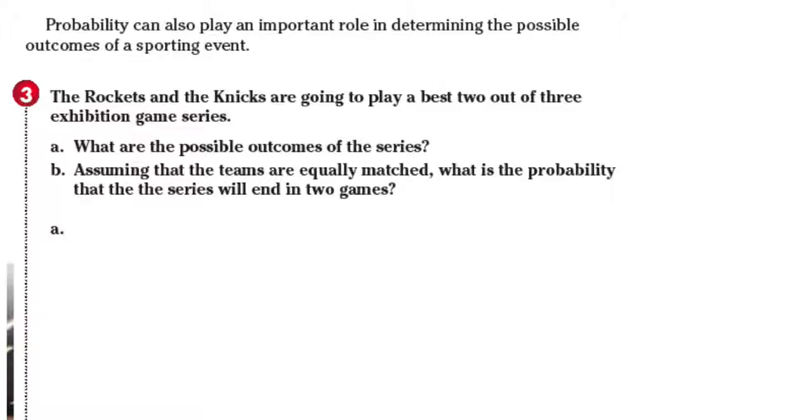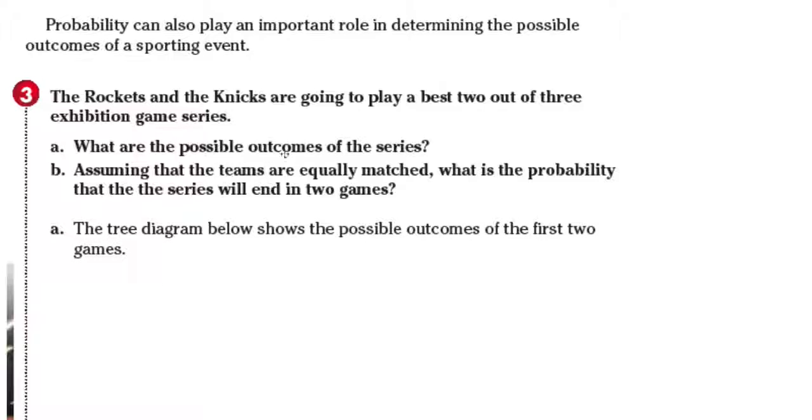Probability can also play an important role in determining the possible outcomes of a sporting event. The Rockets and the Knicks are going to play for the best of 2 out of 3 exhibition game series. What is the possible outcome of the series? Letter A. And letter B, assuming that the teams are equally matched, what is the probability that the series will end in 2 games? So let's draw a tree diagram because it's asking what are the possible outcomes of the series.